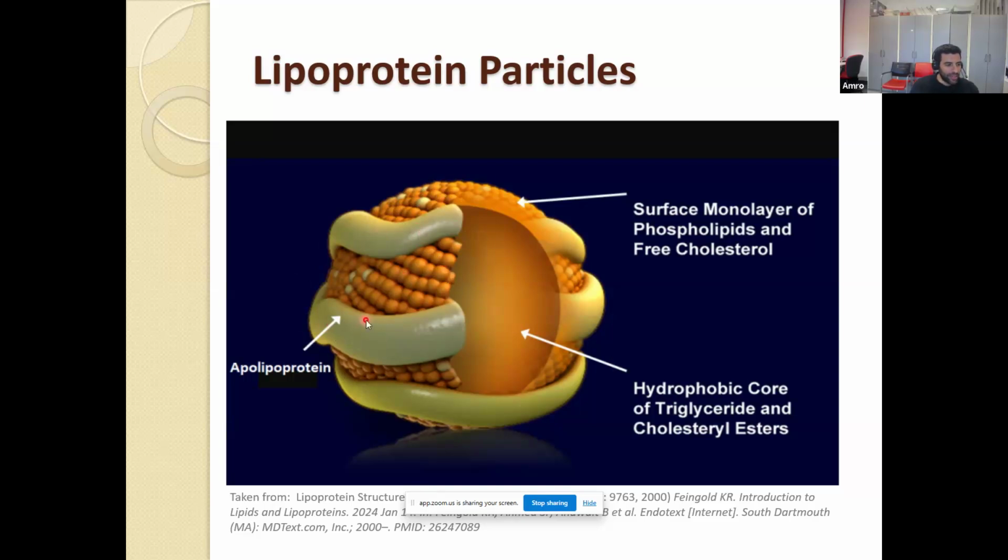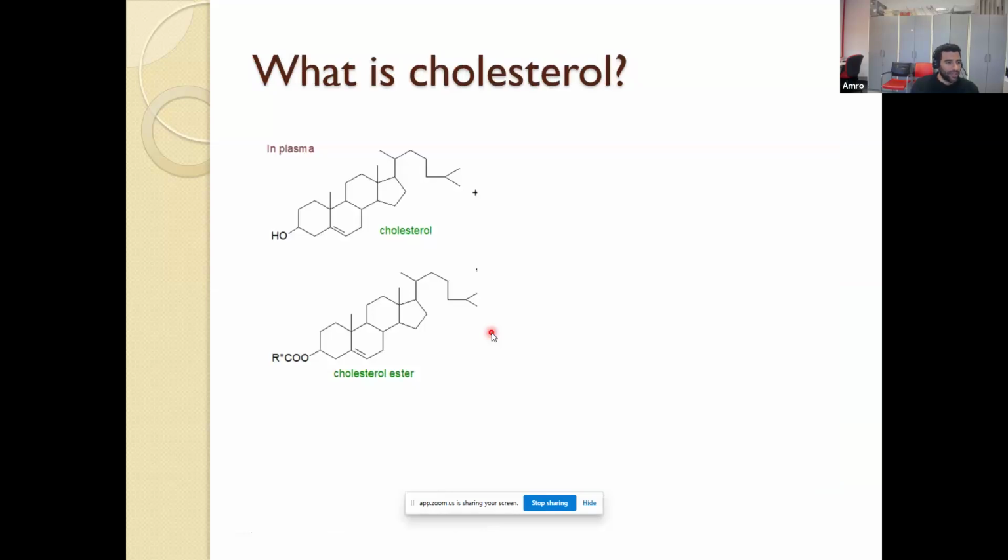And what that protein does is it binds to receptors and it also activates enzymes. So this is, if you like, the very basic structure of a lipoprotein that we'll keep on referring to. Now, again, biochemistry, I have to introduce biochemistry.